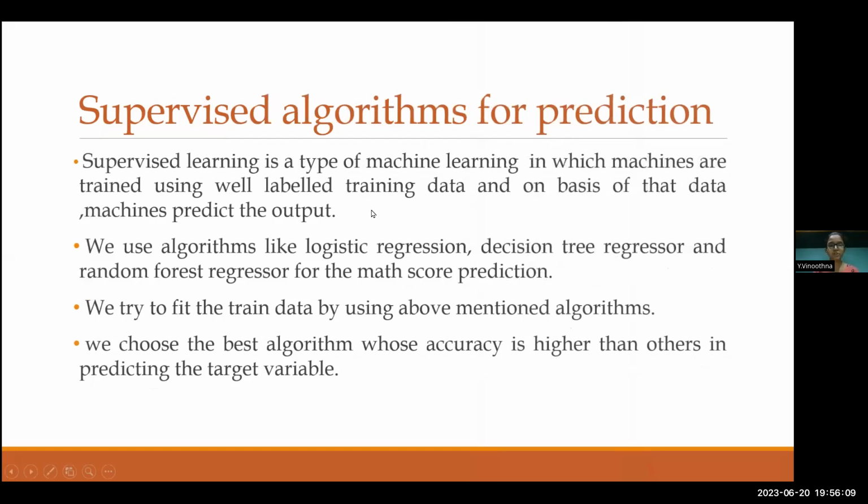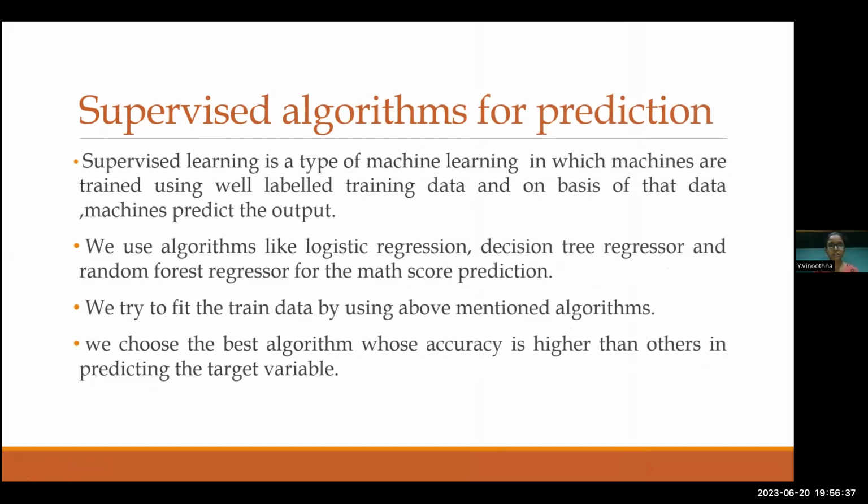Now, as this is a prediction part, I have to use supervised learning algorithms. So what do I mean by supervised learning? It is a type of machine learning in which machines are trained using well-labeled data. So here in our data set, the output math score is also given for the training data, so that based on the given data, the model gets trained and it predicts the output.